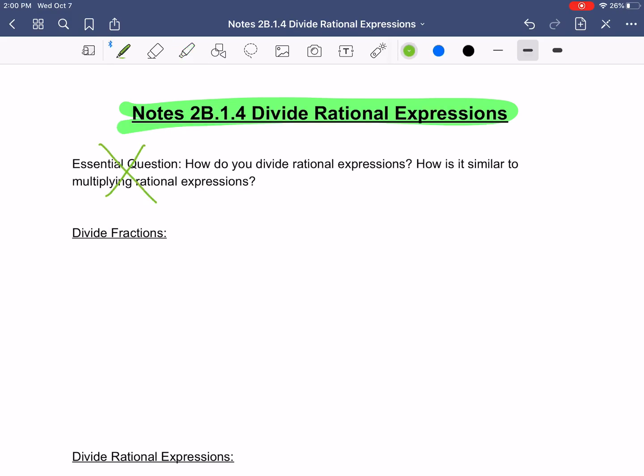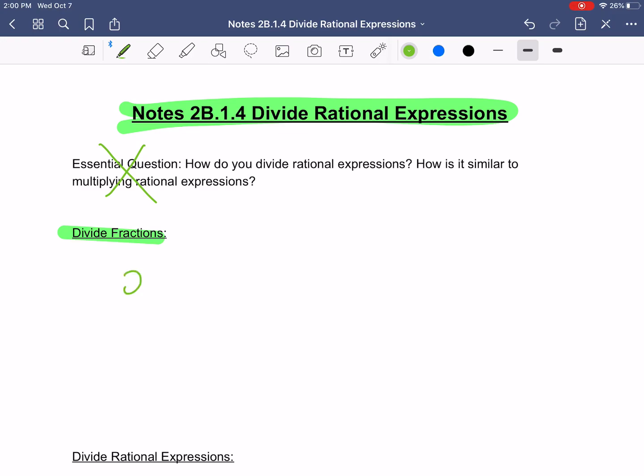You don't have to write down the essential question, but at the end we should be able to decide how you divide rational expressions and how it's similar to multiplying rational expressions, which is what we did yesterday. So to start us off, we're going to talk about just how to divide fractions in general, right?